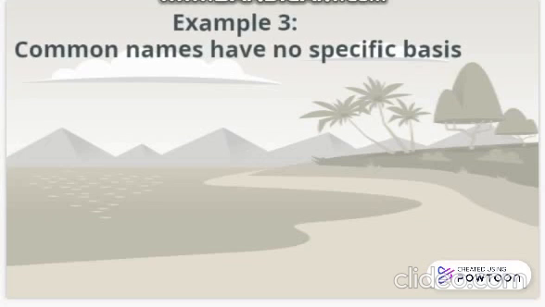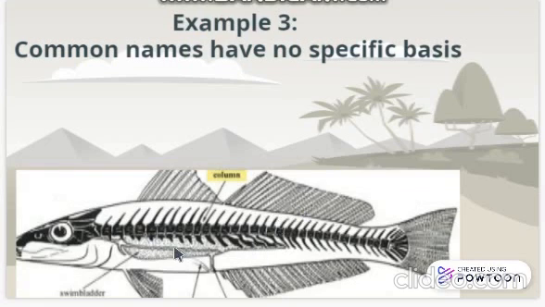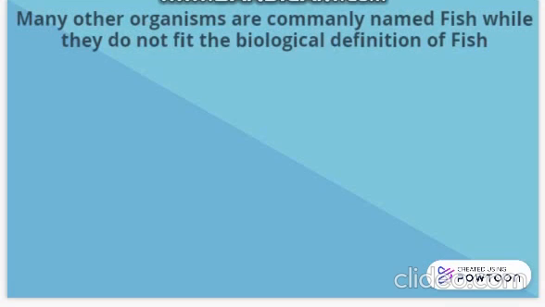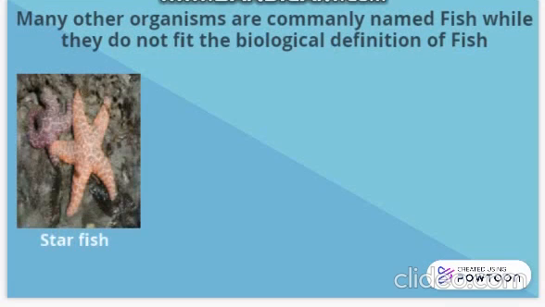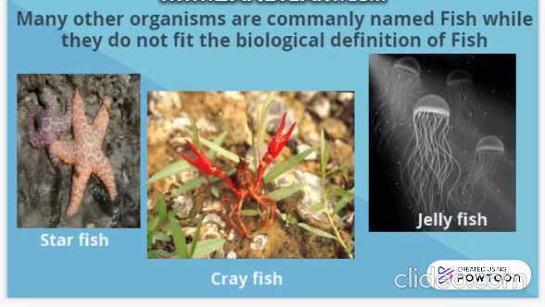Common names have no specific basis. For example, according to biological classification, fish must have a vertebral column, gills, and fins. Many other organisms are commonly named fish, while they do not fit the biological definition of fish. For example, starfish, crayfish, jellyfish. They are not indeed fish, they do not have a vertebral column, fins, or gills. We have seen how common names cause problems and confusion.